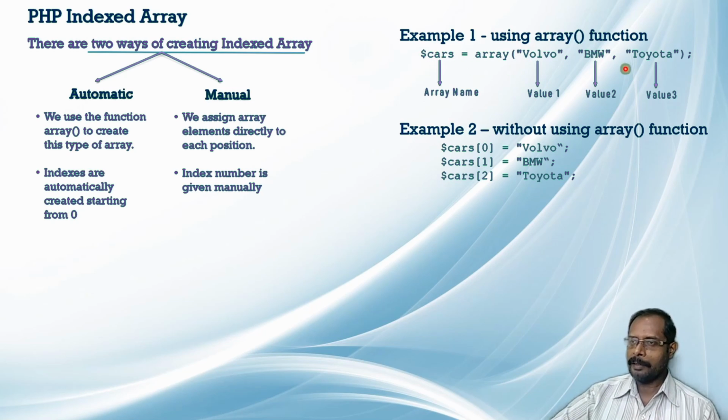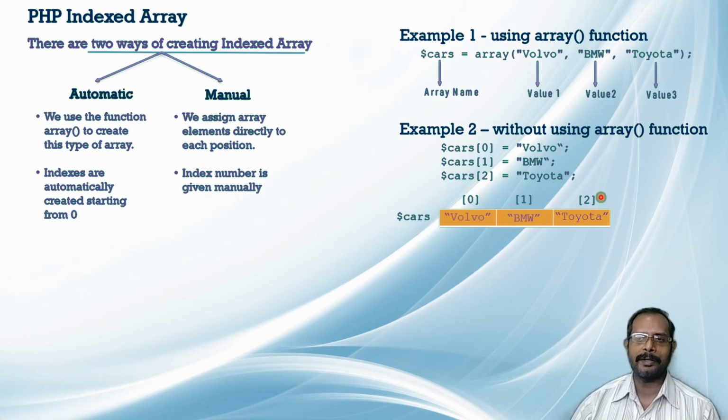Here we have declared in a single line. This takes 3 different lines, but both these examples do the same job. In computer memory, 3 separate locations get reserved in the name of cars, with indexes 0, 1 and 2. After that, Volvo is stored in cars[0], BMW is stored in cars[1] and Toyota is stored in cars[2]. So it's very simple to understand the concept of arrays.